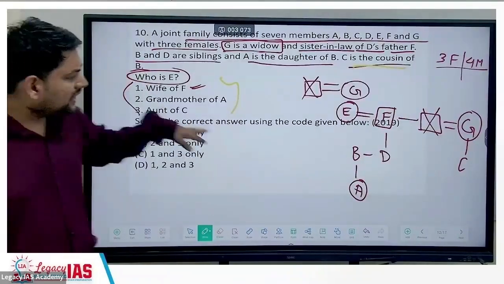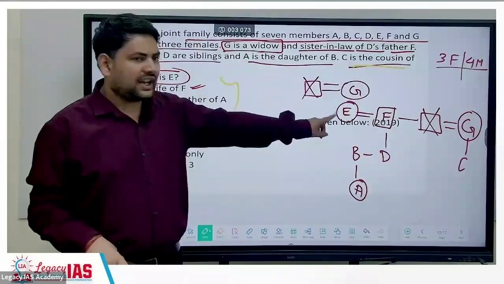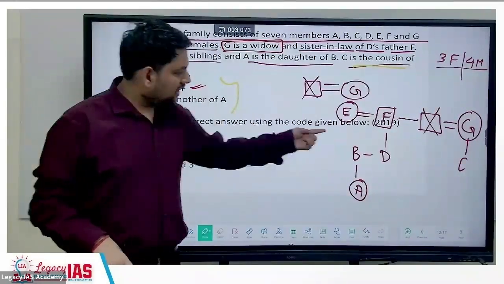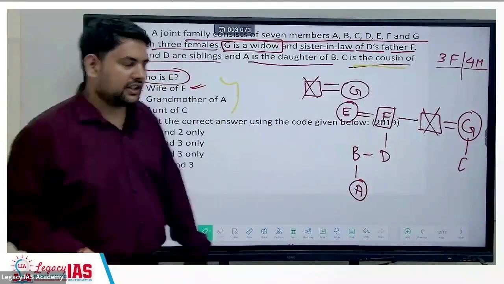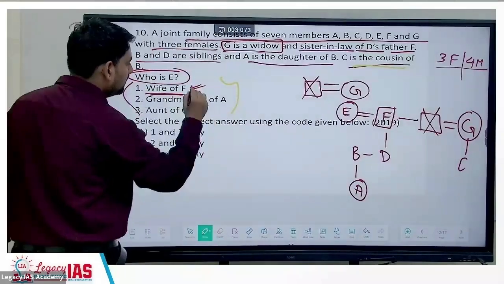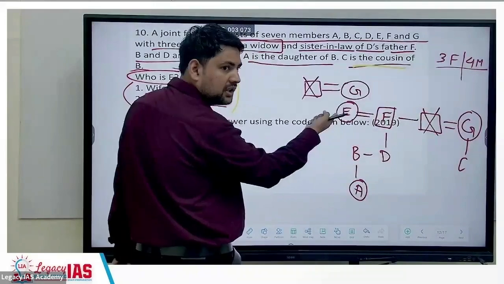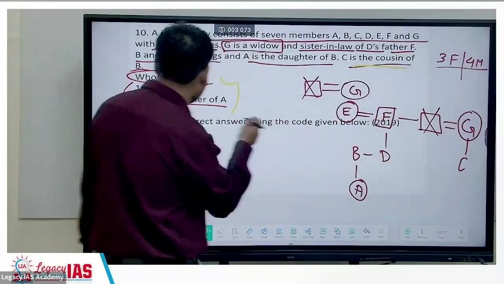So you can say that it could be here also. Let's just start with this diagram. If it does not follow from here, we will put E here. Now, first is wife of F. Wife of F, we have drawn it. Then grandmother of A. Grandmother of A, correct. This is also correct.